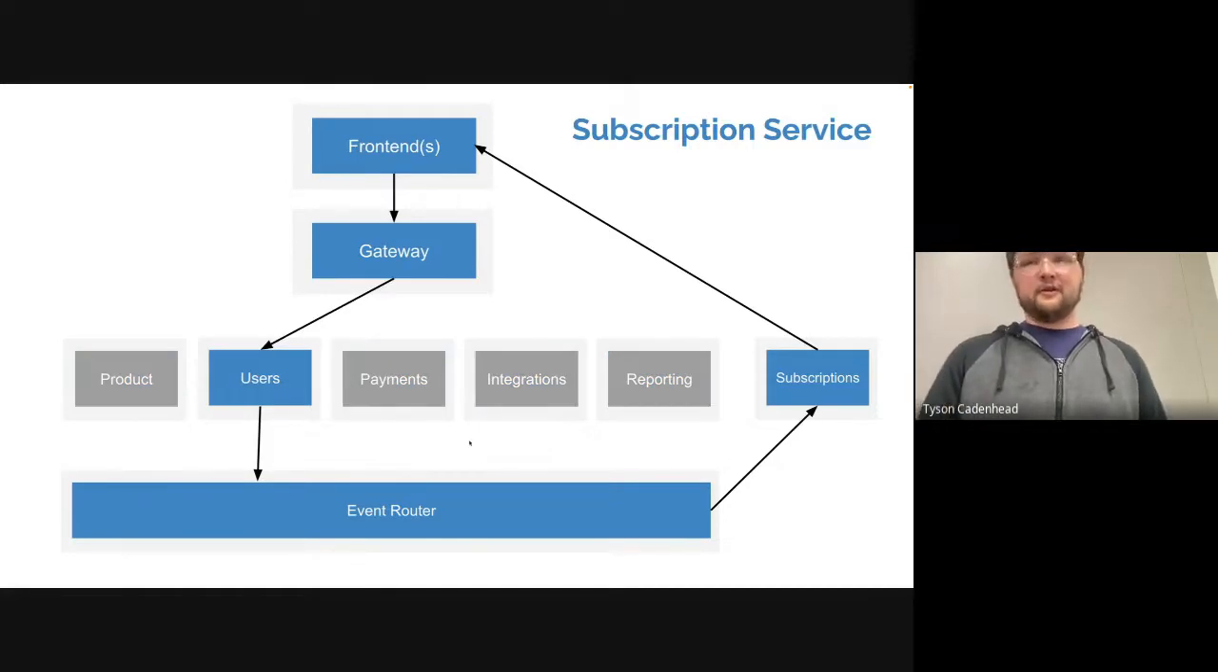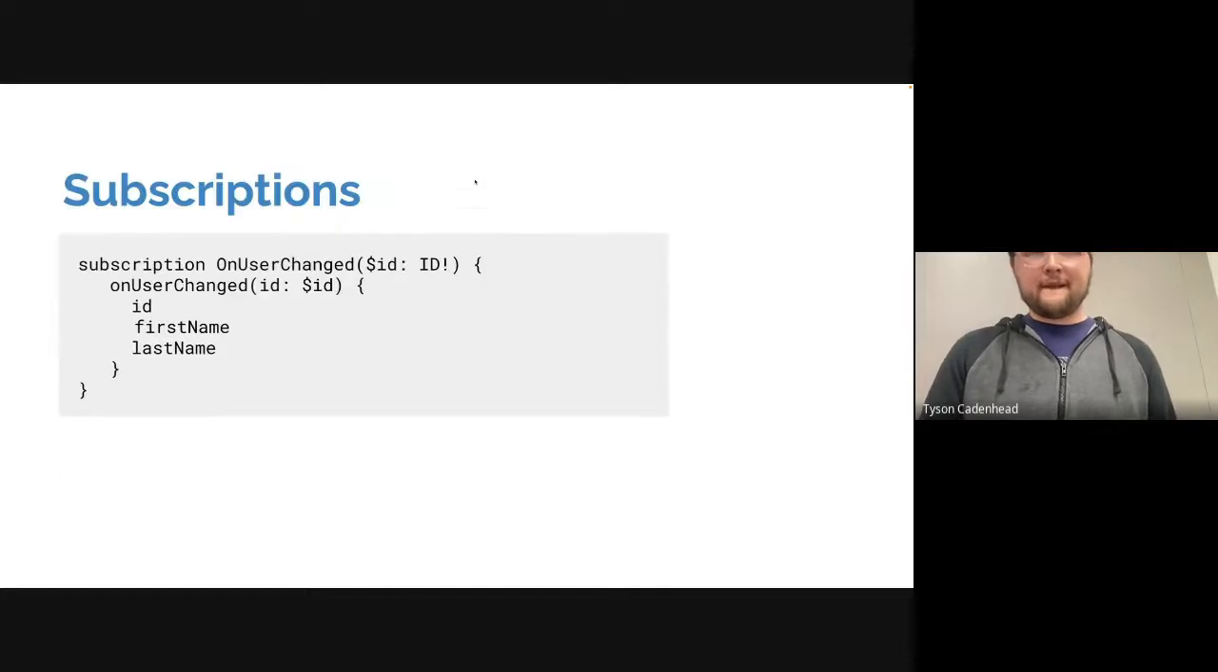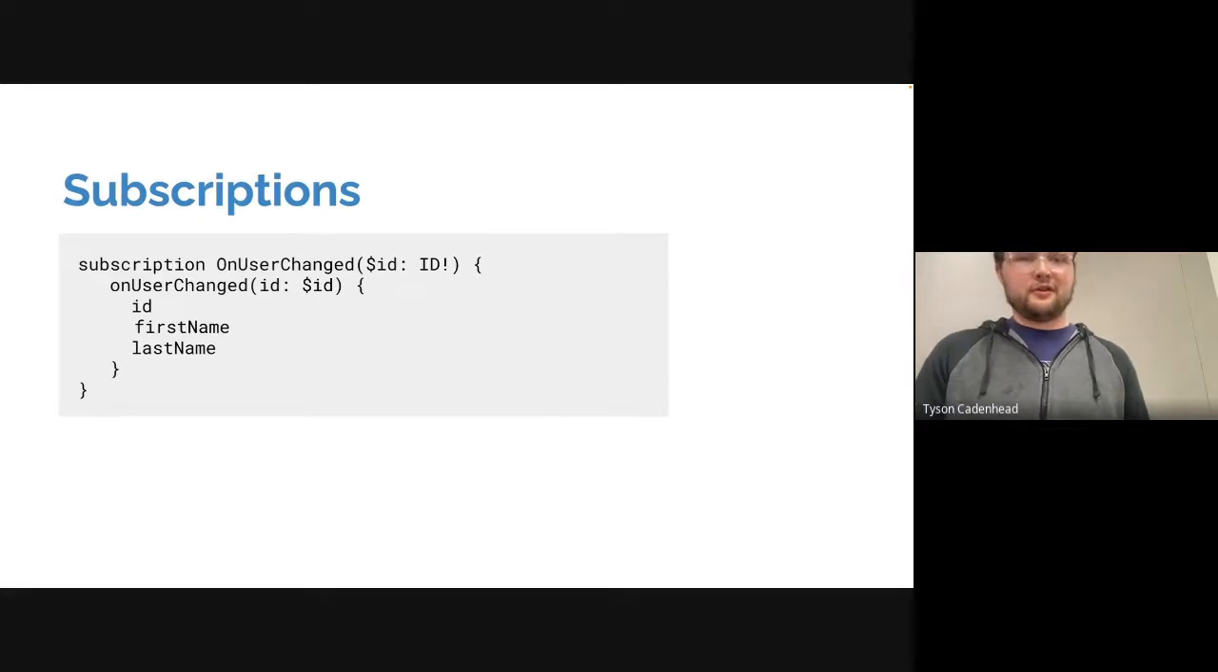A way that this would flow is you've got your front end, it makes a change, deletes a user, the delete user event gets fired onto the event router, the user deleted subscription is triggered, and the front end does something to respond to that. This is what a subscription looks like in a GraphQL schema. It's nothing special. It's just basically like everything else, except it's a subscription instead of a query.